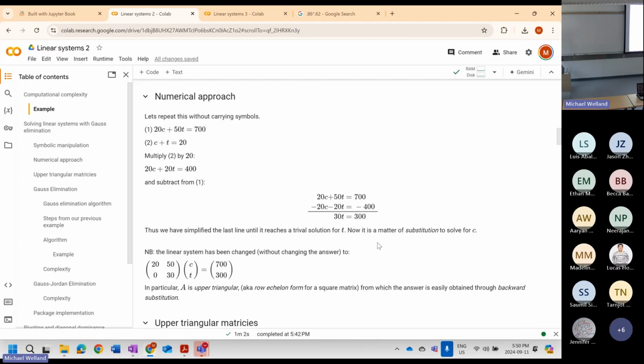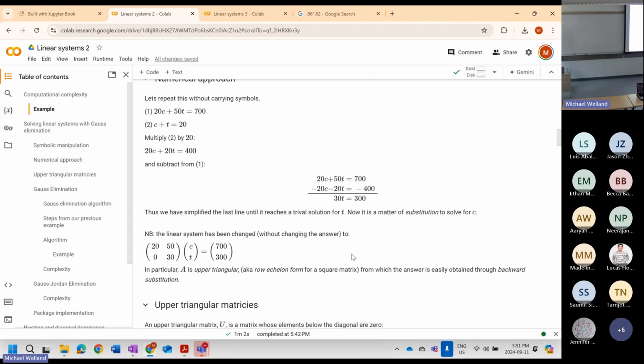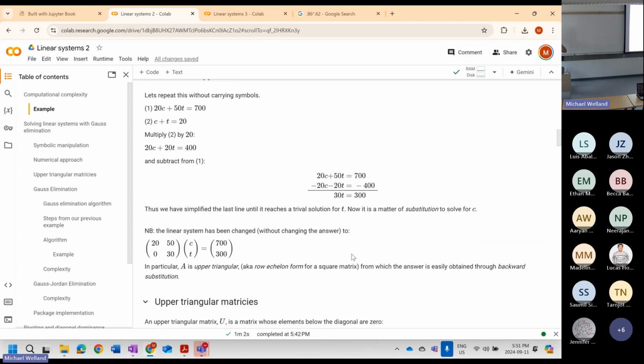Okay, and then we do the substitution again for c. Now, here's the key. The system has changed. It is not the original 20 50 11 720. We've now changed it to be something else. And that something else now looks like this. Here's the original equation, and we have 0, 30. And we've done that just by manipulation of that. Same system, same answer, different matrices.